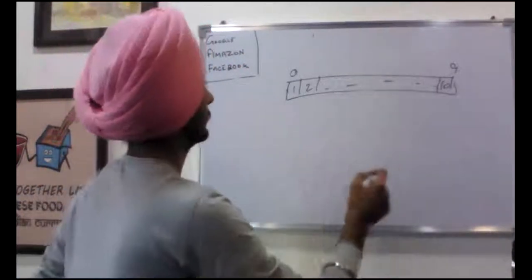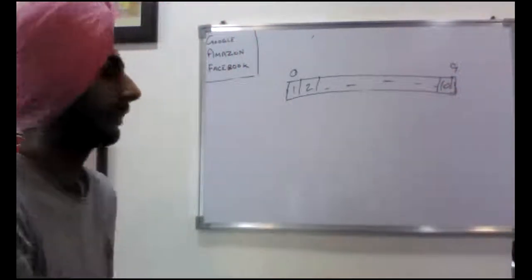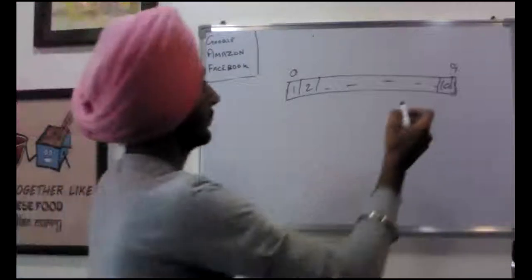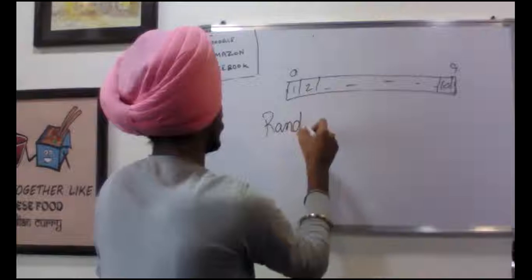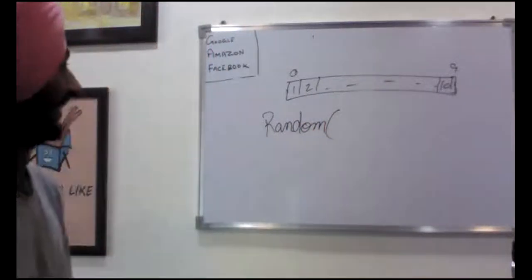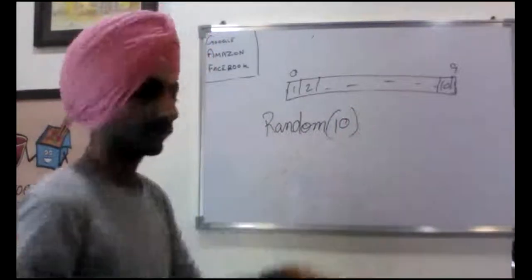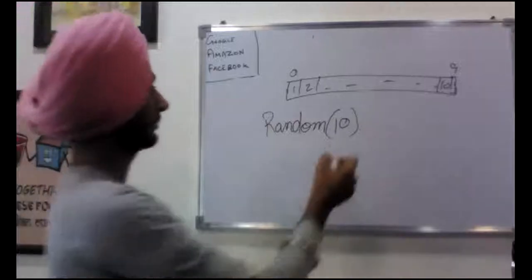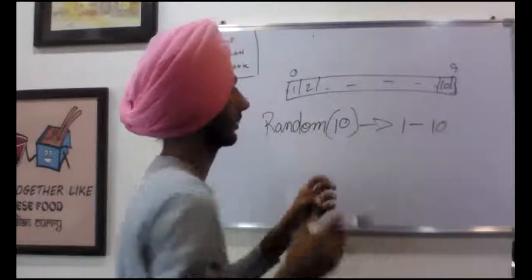So in this case, let us first take the array of 1 to 10. What we'll be doing is generating a random number, that is, we have a random function. Here we have k as 10, so it will throw us numbers between 1 and k, so 1 to 10.